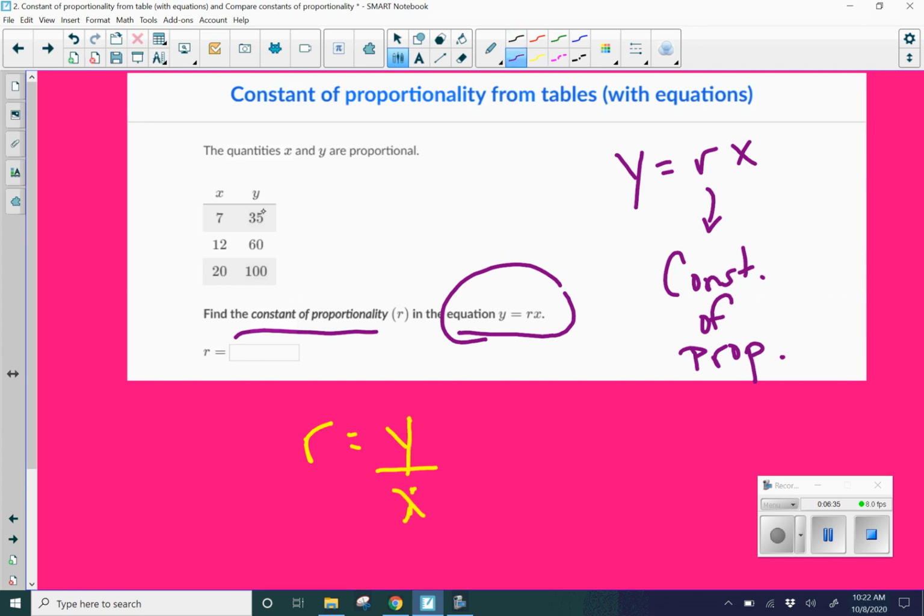So taking a look at our table, we've got 35 divided by 7, which would give me a constant of proportionality of 5. 60 divided by 12 also gives me 5. And lastly, 100 divided by 20 gives me a constant of 5. This is a proportional relationship. It tells us it is, but we can also check it. Our constant of proportionality is the same for all data points, making it a constant of proportionality of 5.